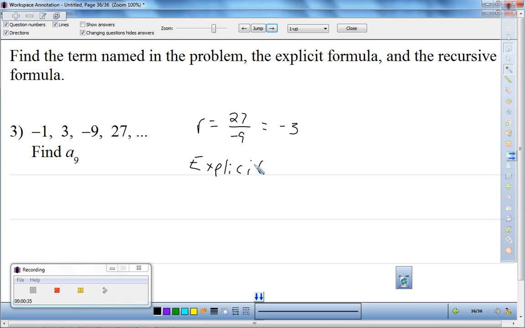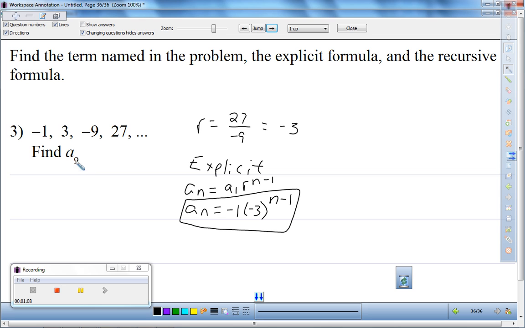Okay, now our explicit formula here is a sub n is equal to a1 times r, which is the common ratio, to the n minus 1 power. So a sub n is equal to a1, which is negative 1, then we're going to take our r, which is negative 3, to the n minus 1 power. Now sometimes you won't see the 1, you'll see the negative out there, but I'm going to go ahead and just leave it like this for now for our explicit formula.